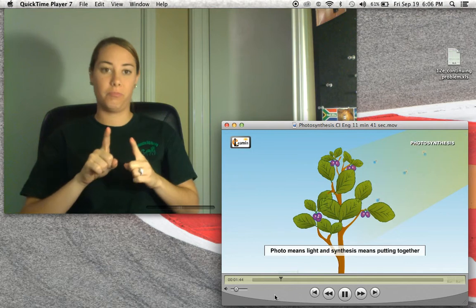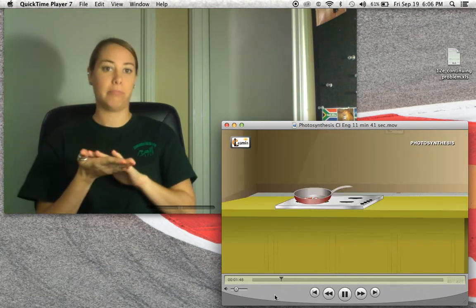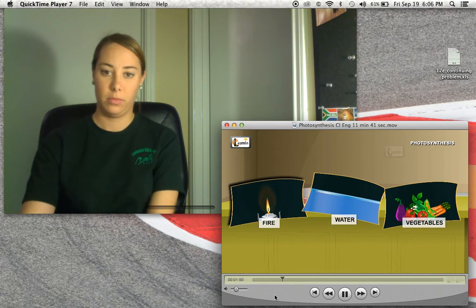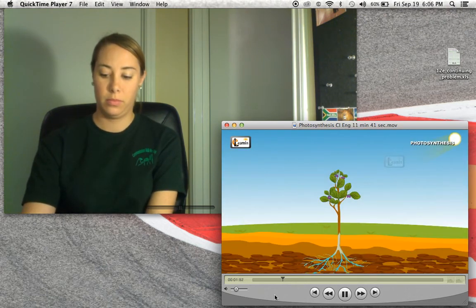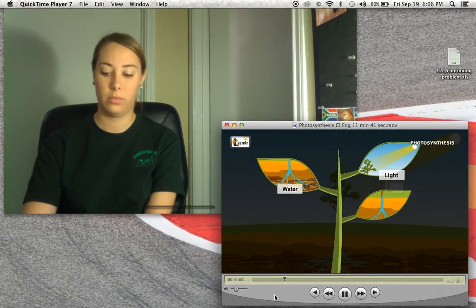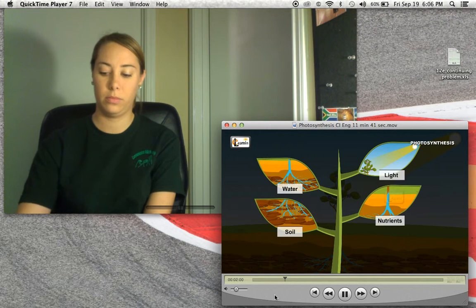When humans cook food, some essential things are required, including fire, water, vegetables, etc. Similarly, to make their food, plants also need some essential factors, including light, water, nutrients, soil, etc.